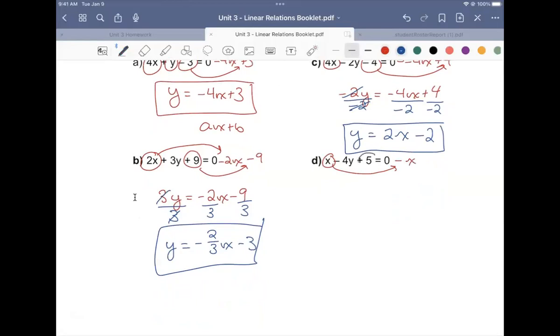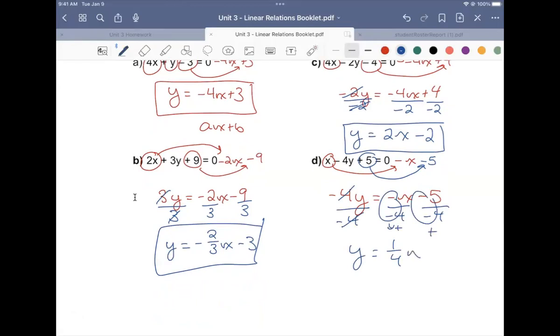And last example for this, I'm going to bring my x over and get negative x. I'm just going to change the color. And I will get negative 5, which means I will get negative 4y equals negative x minus 5. I'm going to divide both sides by negative 4. And I will get y is equal to 1 over 4. Remember, a negative and a negative becomes positive.